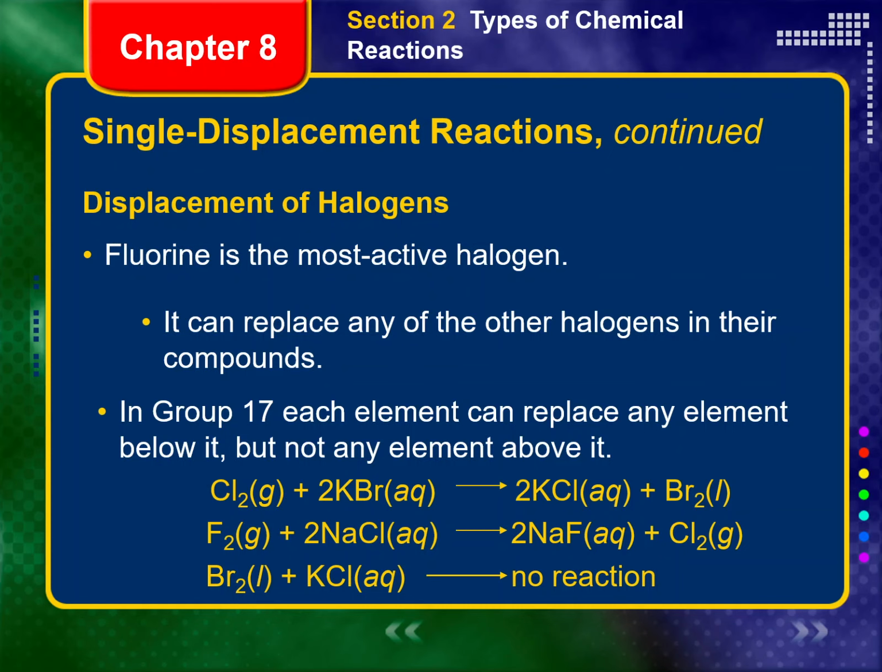For example, while chlorine can replace bromine in potassium bromide, it cannot replace fluorine in potassium fluoride. The reaction of chlorine with potassium bromide produces bromine and potassium chloride, whereas the combination of fluorine and sodium chloride produces sodium fluoride and chlorine, according to the equations at the bottom of your screen here.